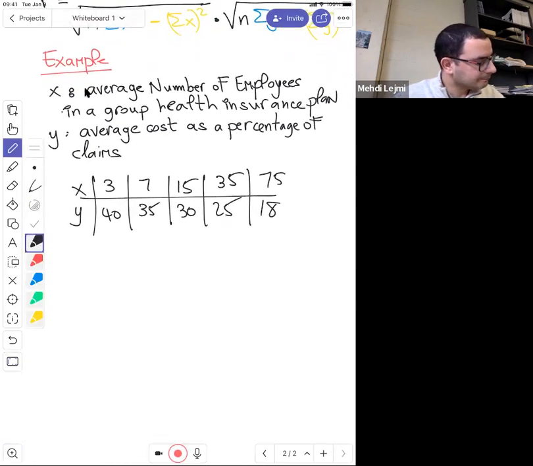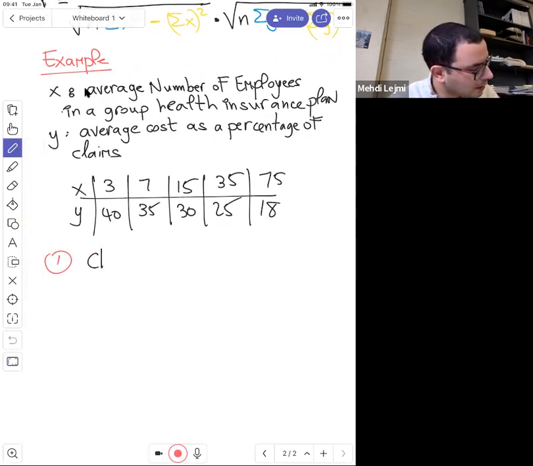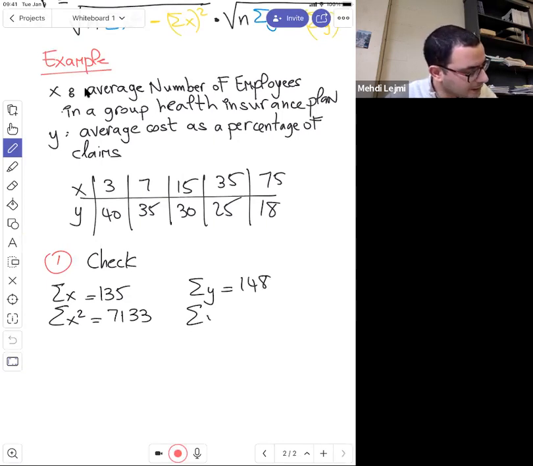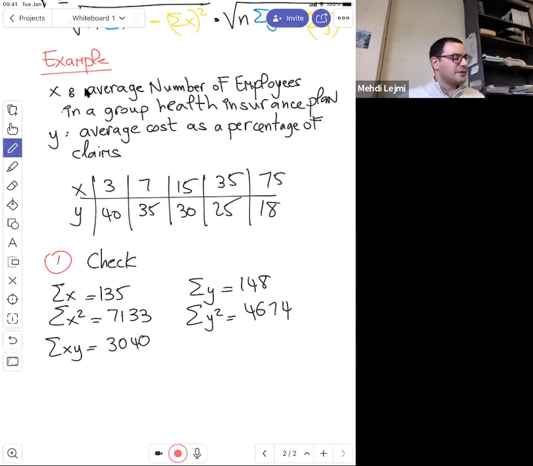First, we need to check, using your calculator, that the sum of the x's is 135, the sum of the x squared is 7,133, the sum of the y's is 148, the sum of the y squared is 4,674, and the sum of the xy is 3,040. You need to check these numbers.